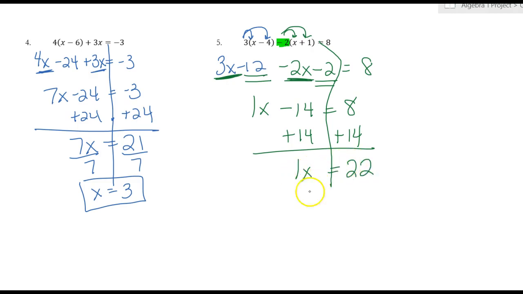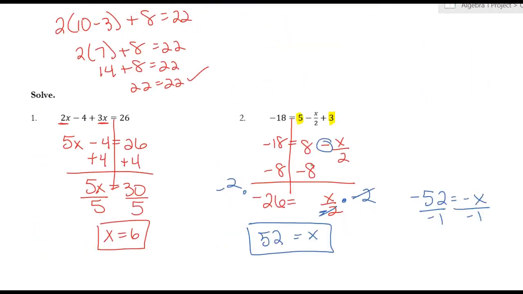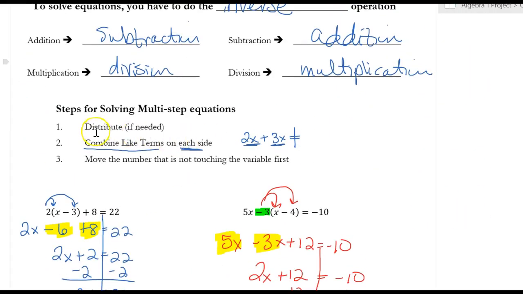Now, you could leave the 1x there, or you can get rid of it. If I divide, nothing changes, so it's just x is 22. So you could stop here and just know that 1x is 22, but just remember it's the same thing as x. Okay, so let's look at these steps again. Step 1 was to distribute. Step 2 is to combine like terms. And then step 3 is to solve the equation like you've been practicing.